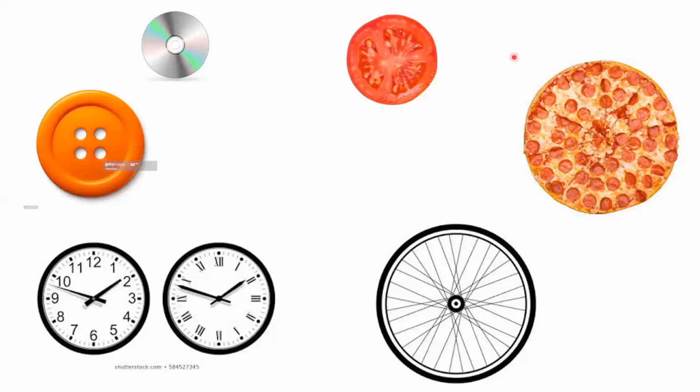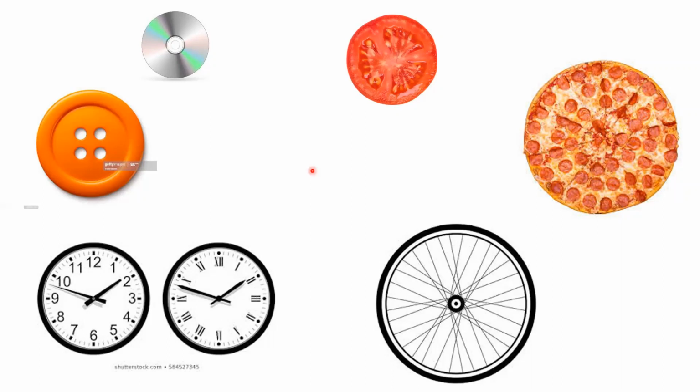Hello students, as you can see some objects are shown on the screen. You see these every day. This is a button, this is a CD, this is a slice of tomato, this is a pizza, these are clocks and this is a wheel. These objects are all circular or round in shape.